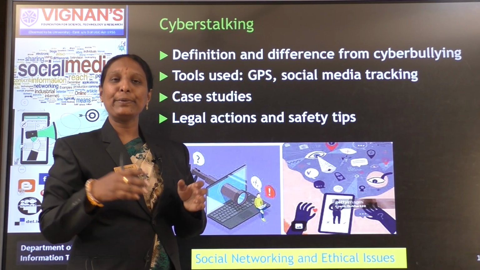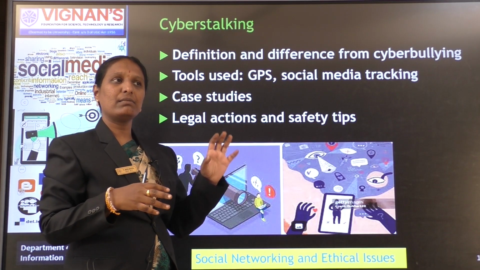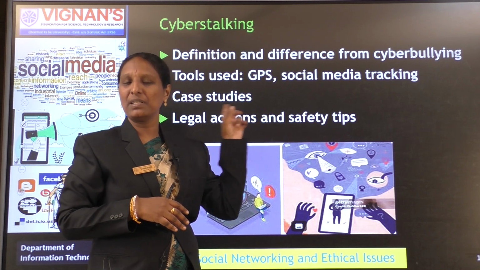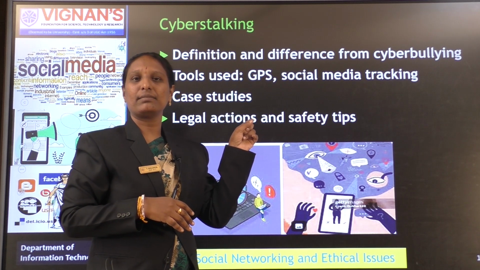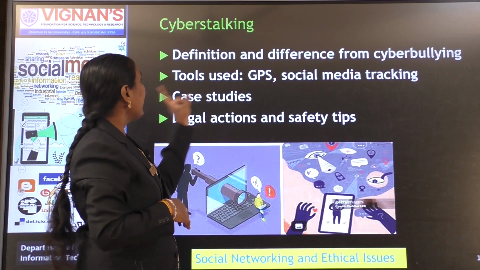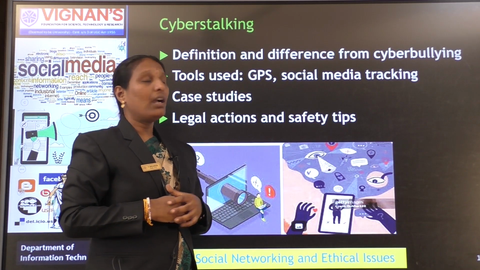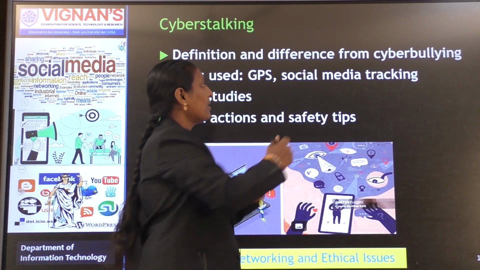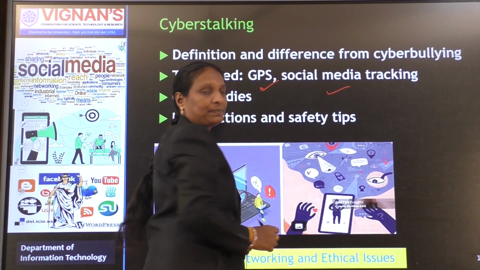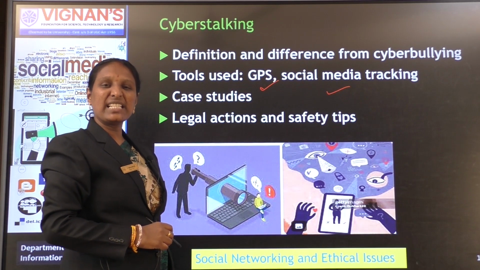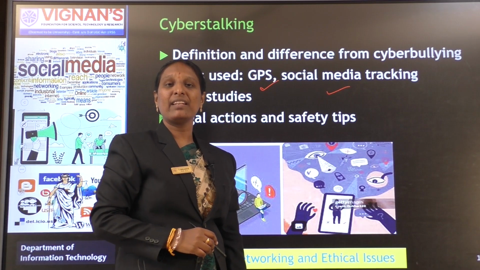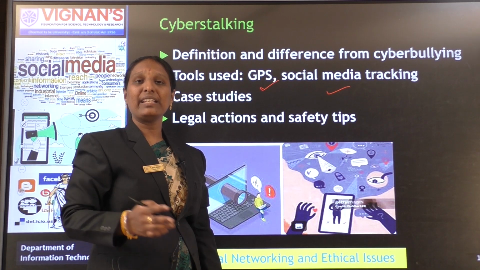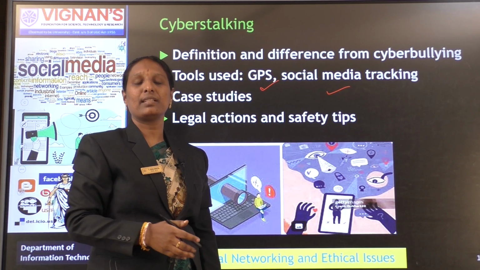Here, comparatively, cyberbullying is crucial or critical. It is very personal and very targeting. And what are the tools we are using here? GPS and social media tracking. By using GPS, they find where the person is and what they are doing, for getting their details.